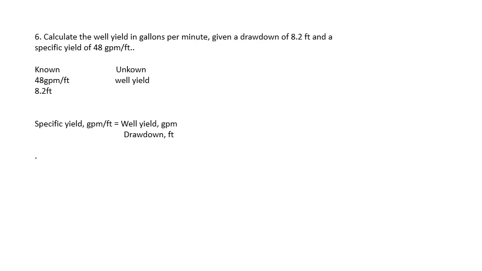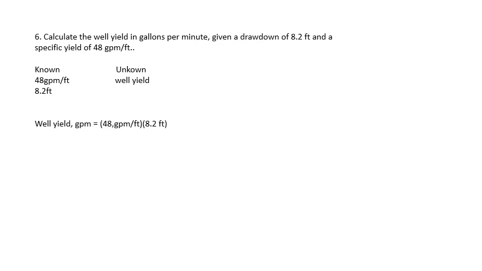Going to have to rearrange this because we want to find the well yield in gallons per minute. So well yield, gallons per minute, is equal to the specific yield, gallons per minute per foot, times drawdown in feet. Remember, this is gallons per minute over foot, so the feet will cancel out, and you'll be left with gallons per minute. The new formula: well yield, gallons per minute, is equal to specific yield, gallons per minute per foot, times the drawdown in feet.